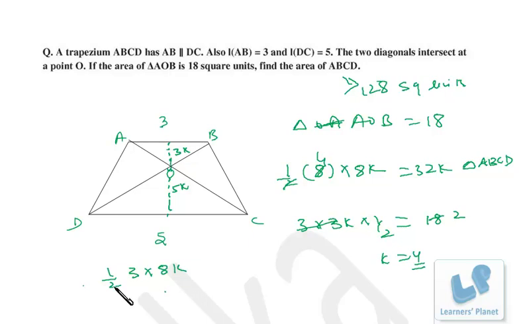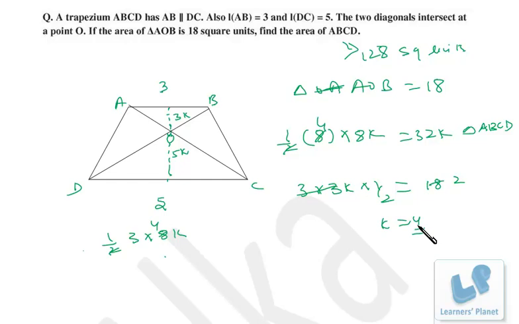So that's 4 into 3, 12K, and K is 4. So 12K into, just writing down over here, 12K. So that's 12 into 4, 48. So area of triangle ADB is 48. Area of this triangle is 18, that we are already given, and area of this complete triangle is 48. That means area of this part will be what? 48 minus 18, we can say 30.